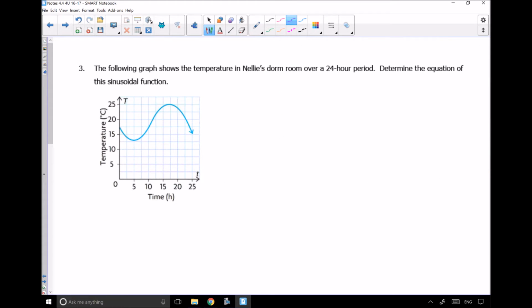Okay, question number 3 says the following graph shows the temperature in Nellie's dorm room over a 24-hour period. Determine the equation of this sinusoidal function. So remember, we have a bunch of things that we need to figure out. We need to know the amplitude. We need to know the period, which will tell us our k value, okay? We also need to know our equation for our axis, and we also need to know what our horizontal shift is.